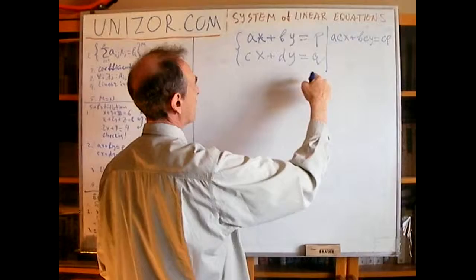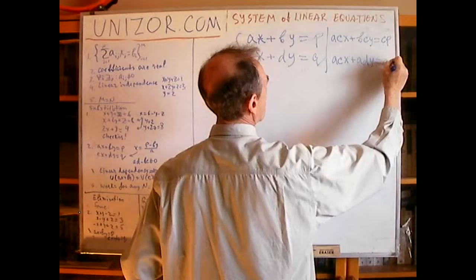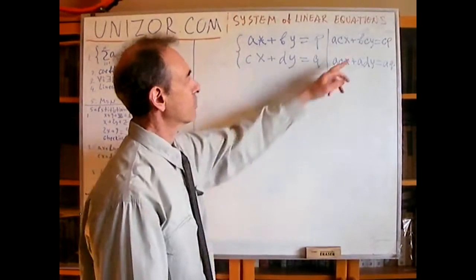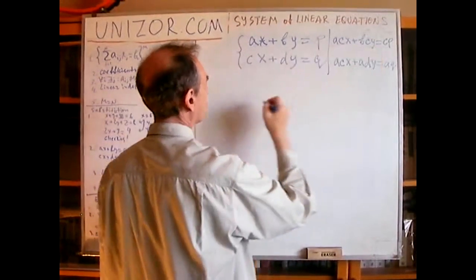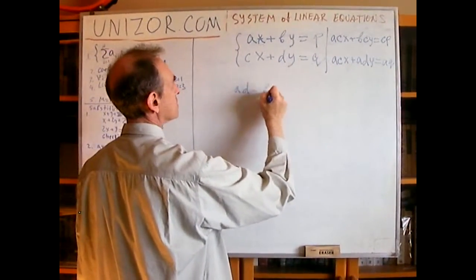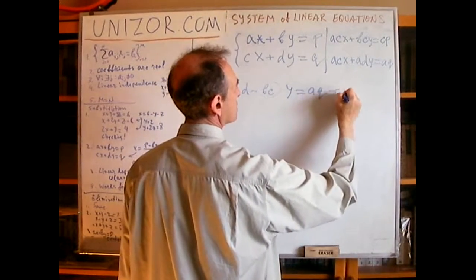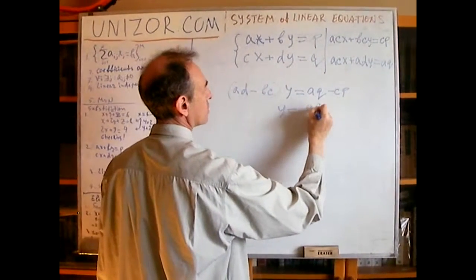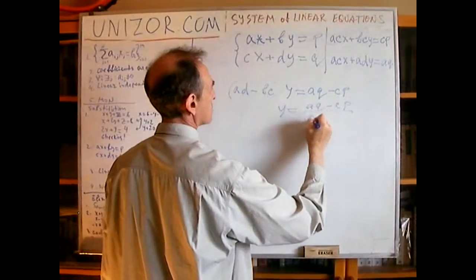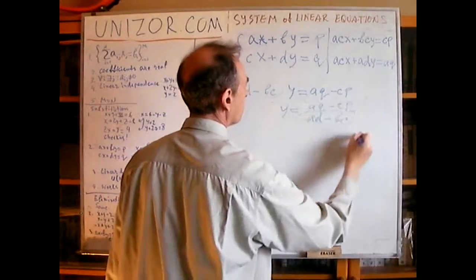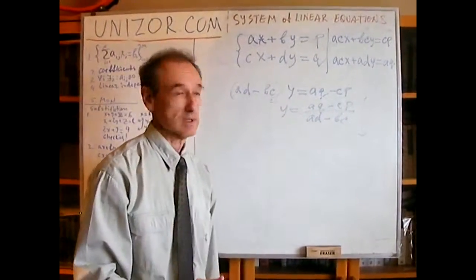And this one by a, so it's acx plus agy is equal to aq. Now, if I subtract them, I will have only y, and the coefficient at y would be ad minus bc. So (ad minus bc) y is equal to aq minus cp, from which y is equal to (aq minus cp) divided by (ad minus bc). And if you compare it with my method of substitution, it's exactly the same thing.